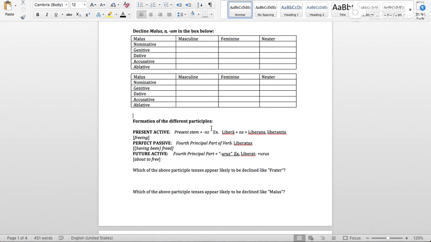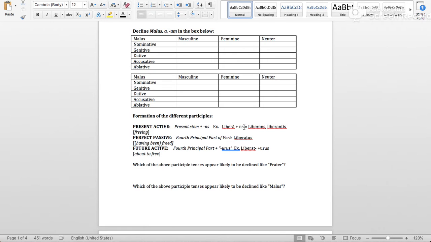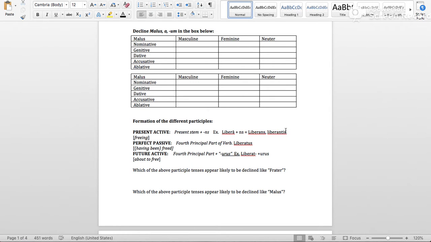As you can tell, I went to the second principal part here, libero, liberare, right? And then just like I do with the present tense, I chop off the re, and that gives me my stem, libera. But for the present active, what I'm actually going to do is slap an ns onto that, so I get liberans. And then liberans is going to have the genitive form liberantis, which tells us that it's going to be what declension, right? Take a second and think.